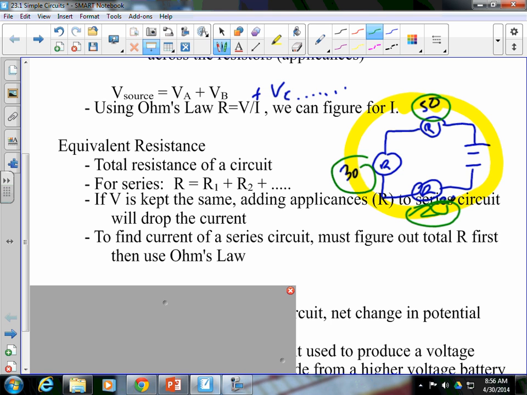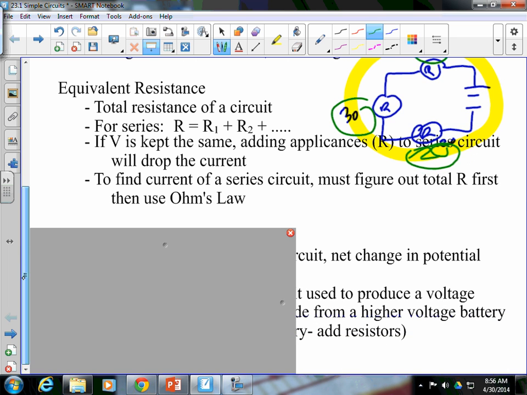If you want to find the current in a series circuit, you're going to figure out resistance by adding the total together, and then you're going to use Ohm's law because you're going to know the voltage of your power source.